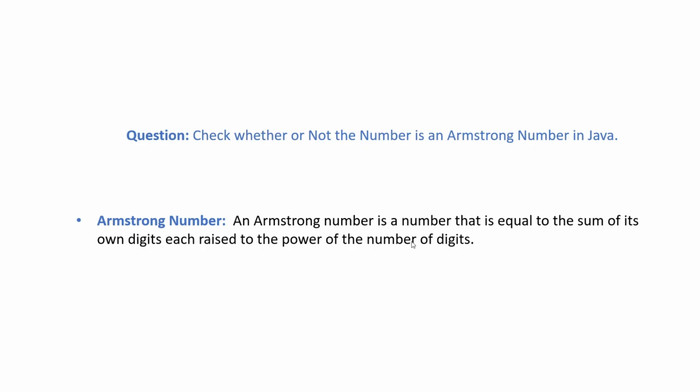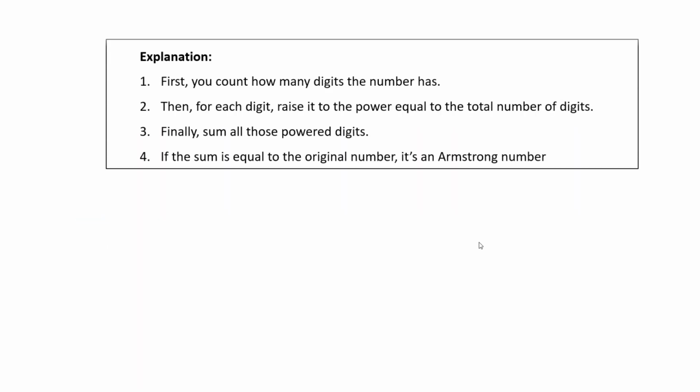Let's take one example to understand what exactly an Armstrong number is. First of all, you count how many digits the number has. Then, each digit is raised to the power equal to the total number of digits. Finally, sum all those powered digits. If the sum is equal to the original number, it's an Armstrong number.